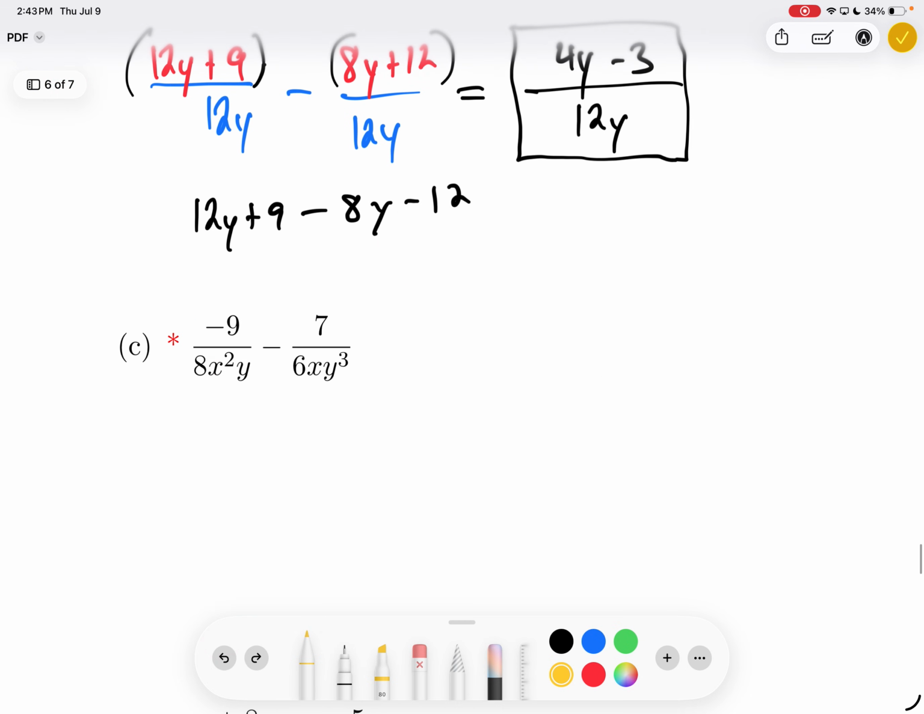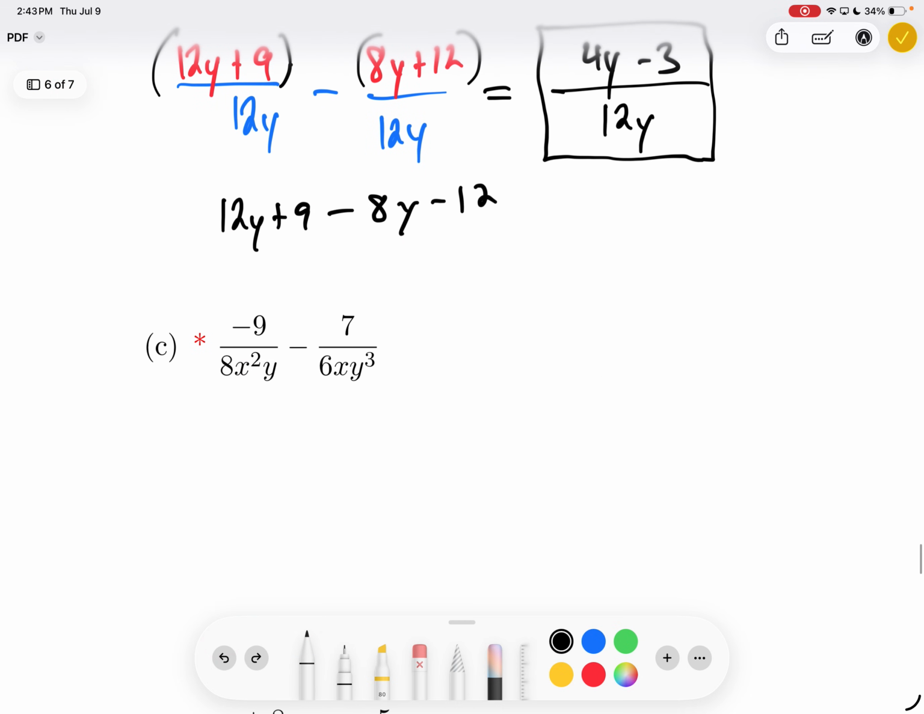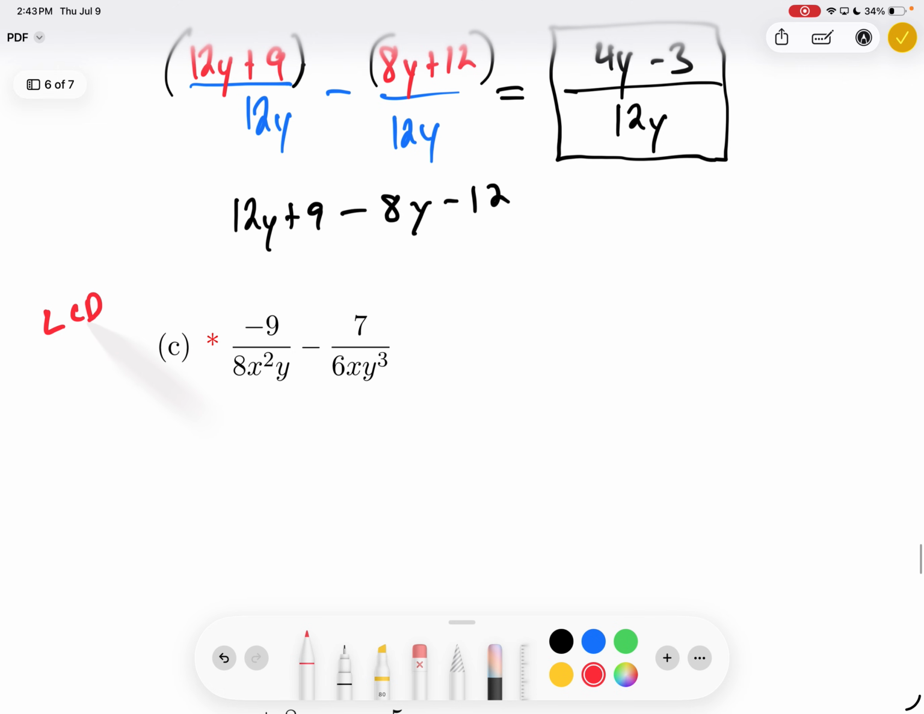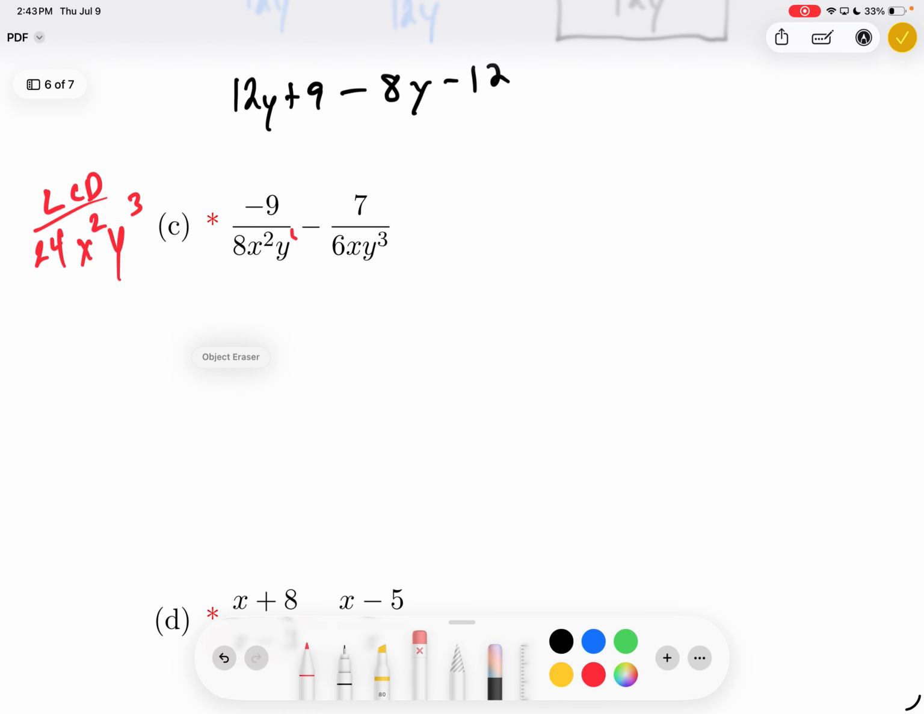And the last one here, this one is like the one on your test, so I definitely want to do it today, so we can do it today and Monday and Tuesday. So we can do it a bunch of times before your test. LCD of this one. LCD of 8 and 6 would be 24. I've got 2 x's on the left, 1 on the right, so I do x squared. 1y on the left, 3 on the right, so I do y cubed. So I need my denominator to be 24x squared y cubed on both of them.